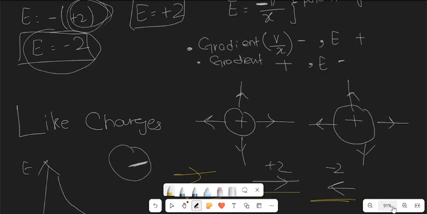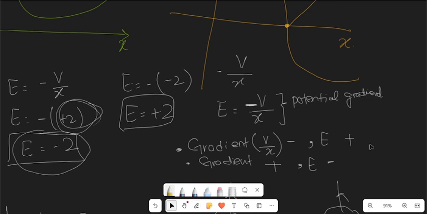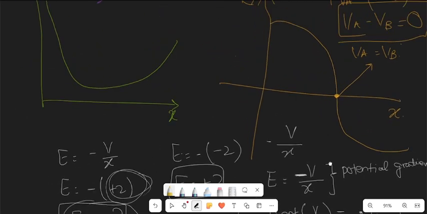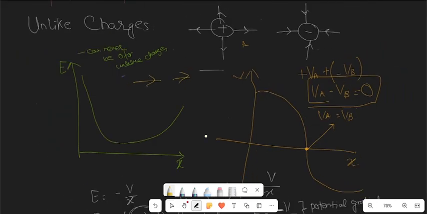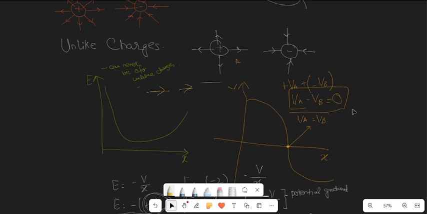But here, for this graph, the directions were in the same direction. Here they're reinforcing each other, so it never becomes 0. And that is what we did for the electric field.